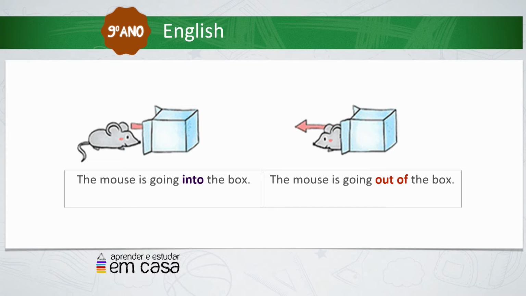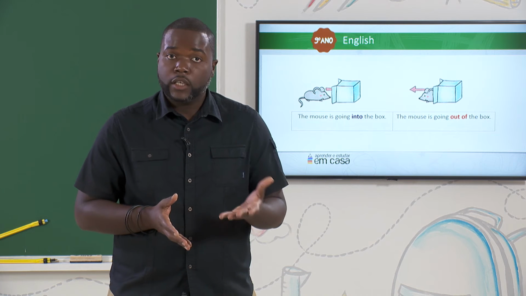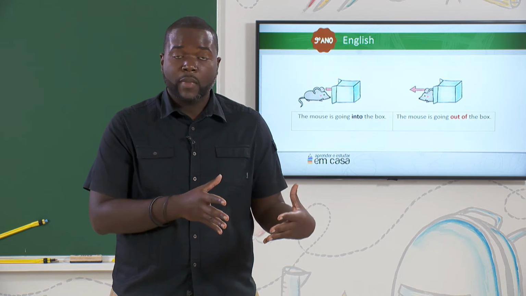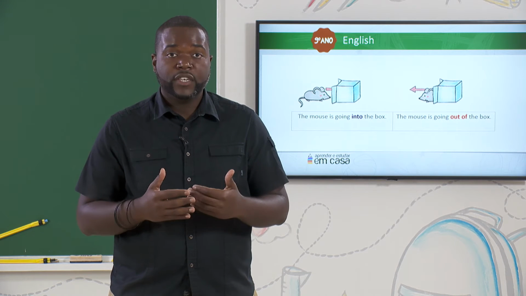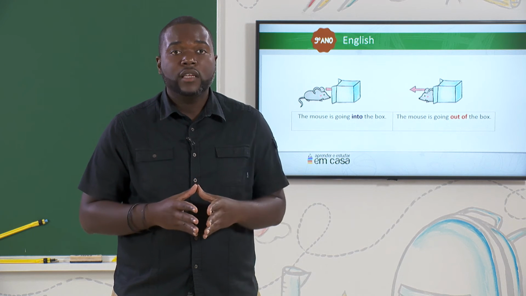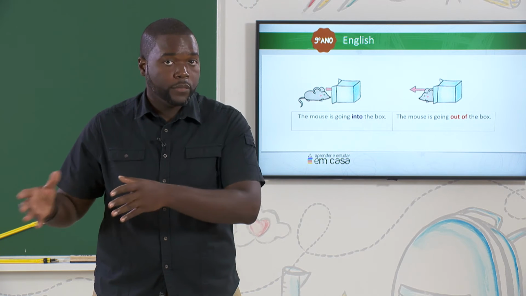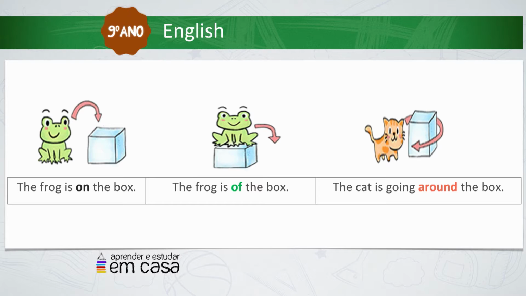In the second picture, you have the same mouse and the same box, but a different movement. Now the mouse is not going into the box, but the mouse is going out of the box. That was the first example of the prepositions of movement, into and out of. You have the same mouse and the same box, but 2 different movements. In the first picture, the mouse is going into, and in the second, the mouse is going out of. All right? Let's continue. Now we have 3 different prepositions that show 3 different movements.